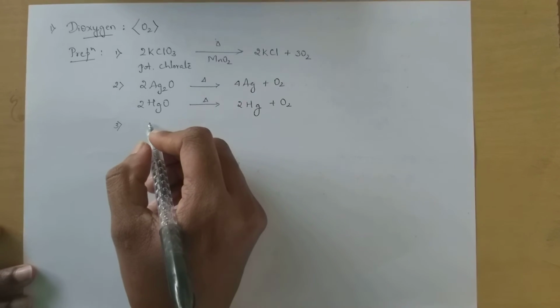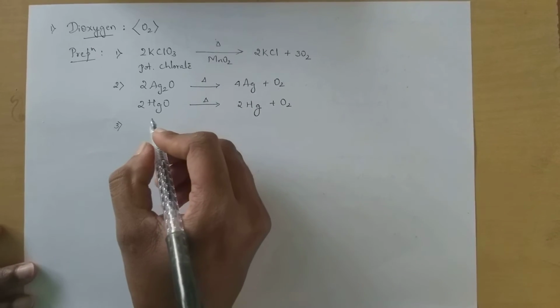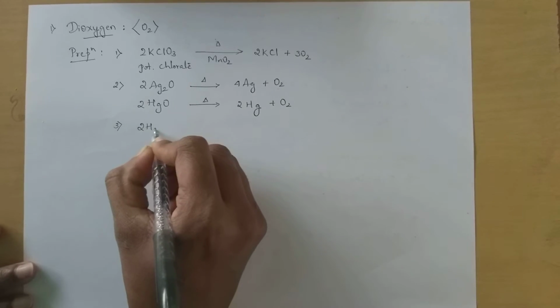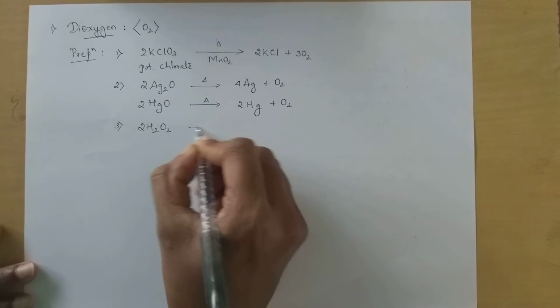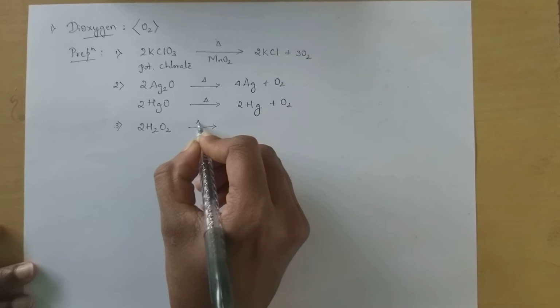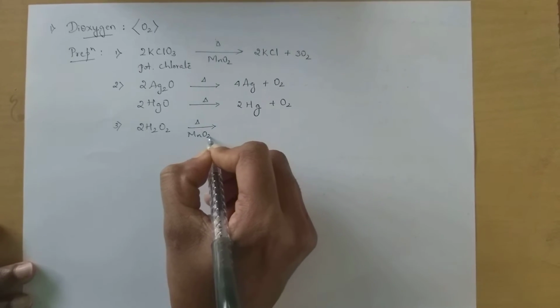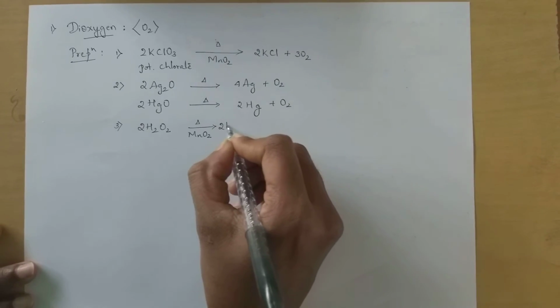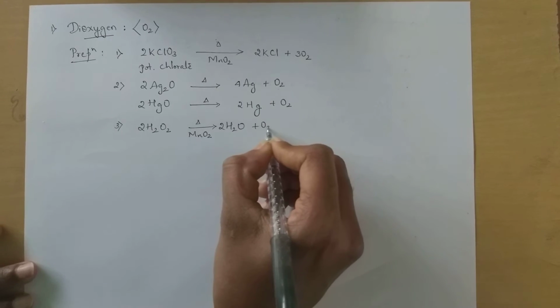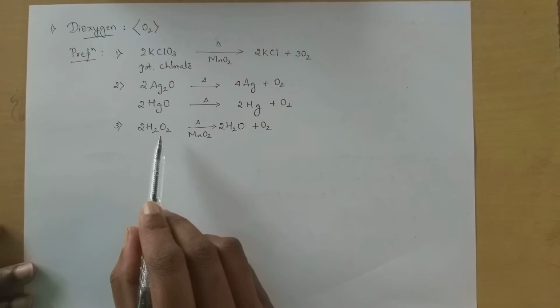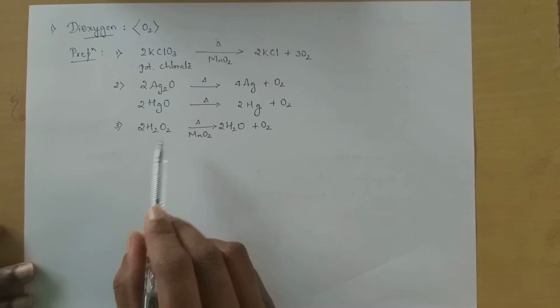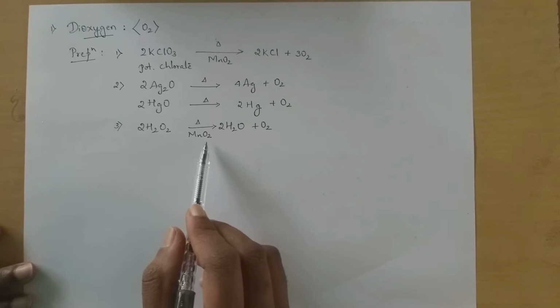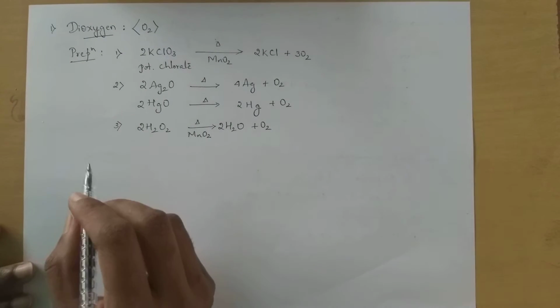The next preparation is by decomposition of hydrogen peroxide. H2O2 undergoes decomposition, again in the presence of MnO2, and we are going to get water and oxygen.